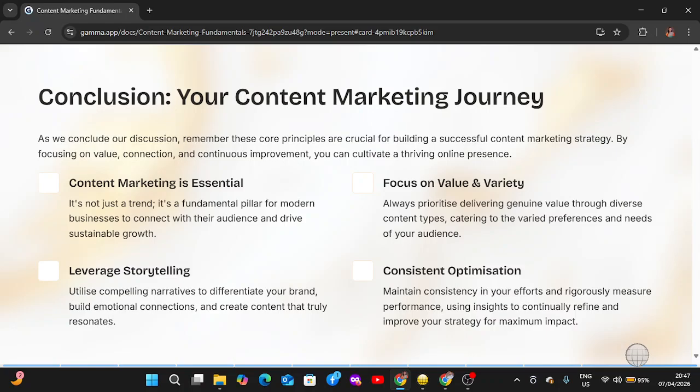So the next thing is to leverage storytelling: utilizing compelling narratives to differentiate your brand, build emotional connection, and create content that truly resonates. You use storytelling to build connection with your audience. It is very, very important so that people will like you and love your content and always be looking out for when your next content is coming out and want to engage, because some people become your active fans once you're consistent with content marketing.